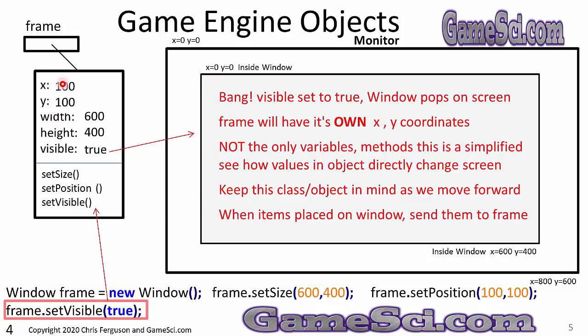These are not the only variables in this class: X, Y, width, height, and visible. Also, the methods are simplified. All I want you to do is see how the values in the object directly change the screen. Keep this class and object in mind as we move forward. When items are placed on the window, we're going to send it to the frame. This is an oversimplified window object. This is a small number of variables that would be part of this class. This is a small number of methods. There will be more. We will be using or assuming there are more as this slide goes on.